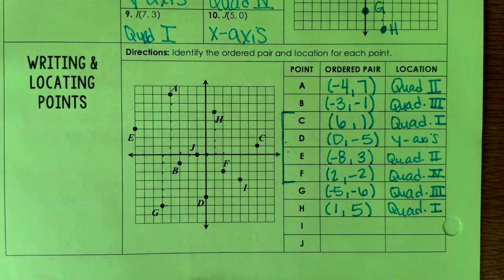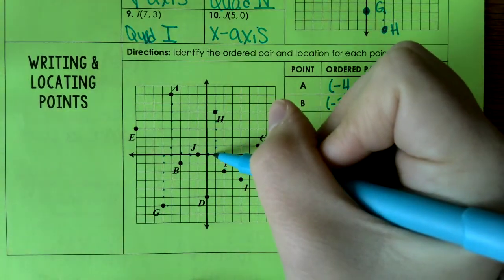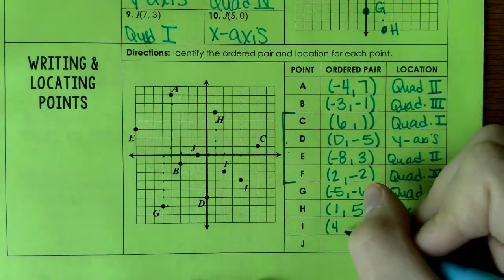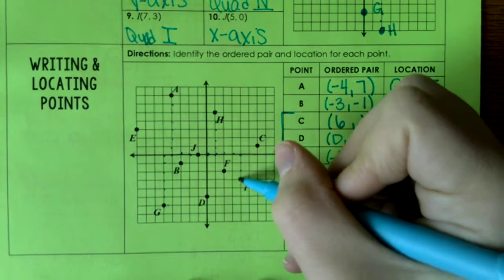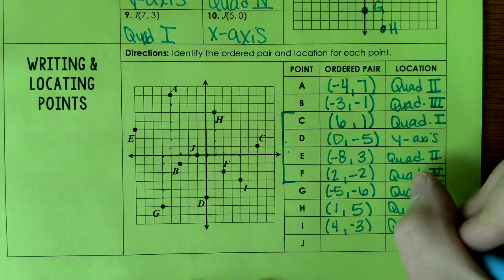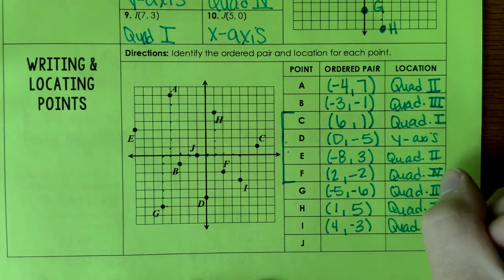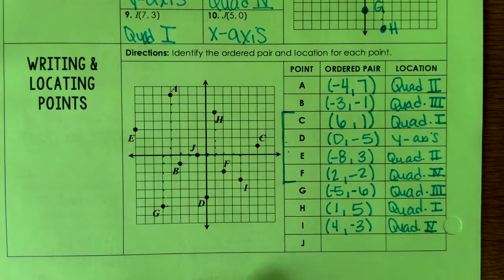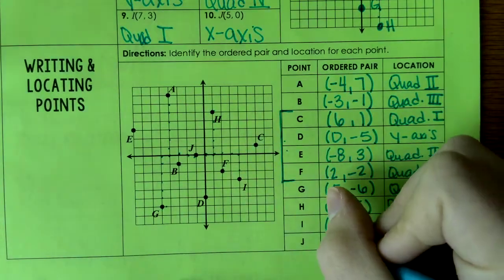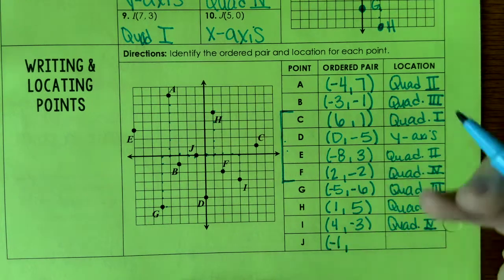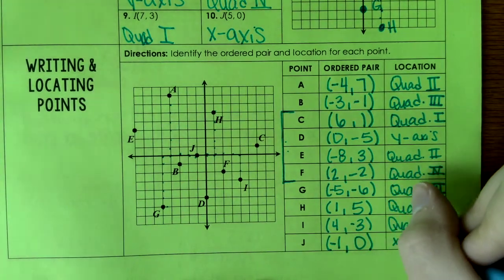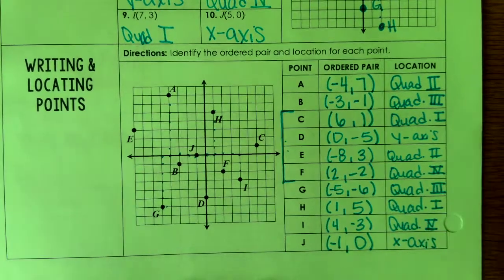And then on my last 2 here, for I, I have to move forward 1, 2, 3, 4 spots. And then I move down 1, 2, 3. Since I moved down, it's negative. And that one is in quadrant 4. And finally, for my last one on here, for J, I move backwards 1 spot, so -1, and I'm not moving up or down at all, so that's a 0, and this is on the x-axis.